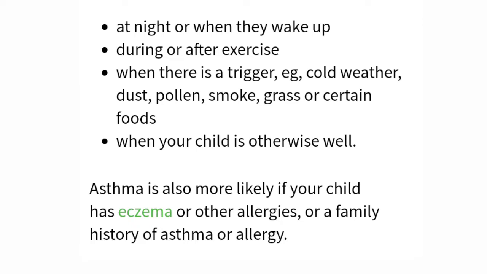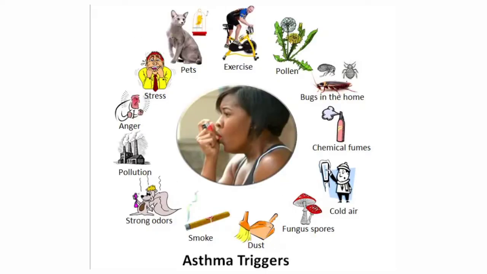So asthma is more likely if the child has eczema or allergies or a family history of asthma or allergy. This is a very important point, that personal history of atopy and family history of atopy is also a very favoring point that the patient is asthmatic. So these are various triggers that have been shown in this video in the form of pets, stress, anger, pollution, strong odors, smoke, dust, fungus, cold air, chemical fumes, bugs in the home, pollen, and exercise. So if the patient is having symptoms triggered by these factors, reversible bronchospasm, repeated episodes, personal history of atopy, family history of atopy, eczema, and food allergies, all these points favor that the patient is asthmatic.